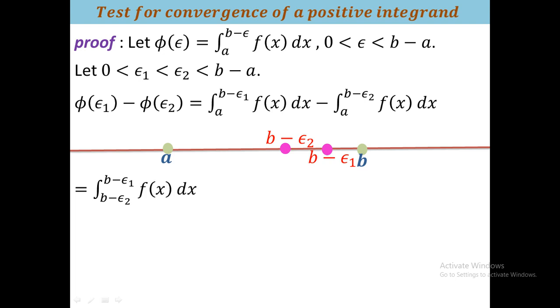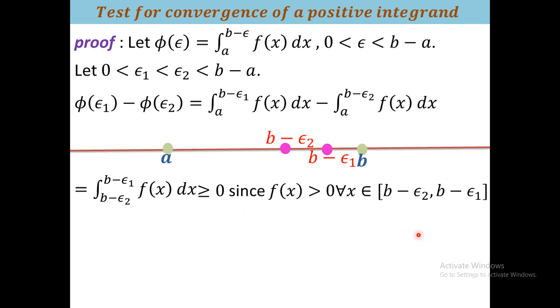Since f(x) is positive here, it will be greater than or equal to 0. Therefore, the value of the integration will be greater than or equal to 0 since f(x) is greater than 0. However, if f(x) is greater than or equal to 0, then the result will be the same. Here x belongs to b minus epsilon to b minus epsilon 1. Actually, we can perform the integration of f(x) from a to b minus epsilon, but this is a subset of a to b minus epsilon. Therefore, you can integrate from b minus epsilon to b minus epsilon 1. Therefore, its value will be greater than or equal to 0.